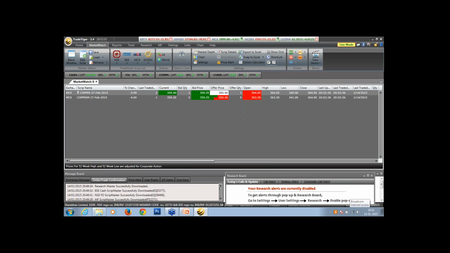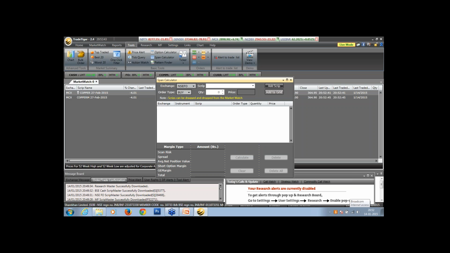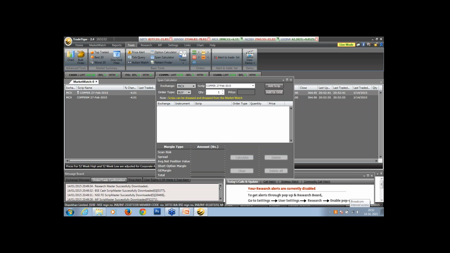For that you have to look for a SPAN calculator in your software. You will definitely have a SPAN calculator or margin calculator. And again you have to add the script here. Let's say I want to add the copper contract, add to grid, and now calculate the margin for one lot. Now the margin for one lot is around 18,248 rupees. So almost 18,000 you have to pay to buy one copper contract.